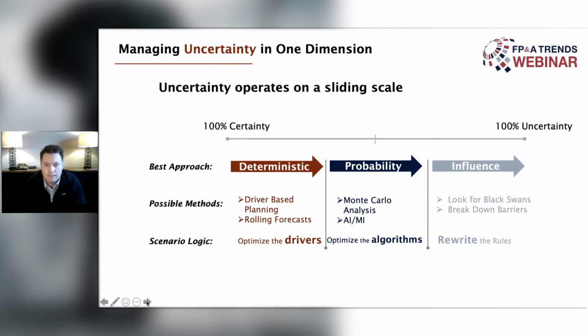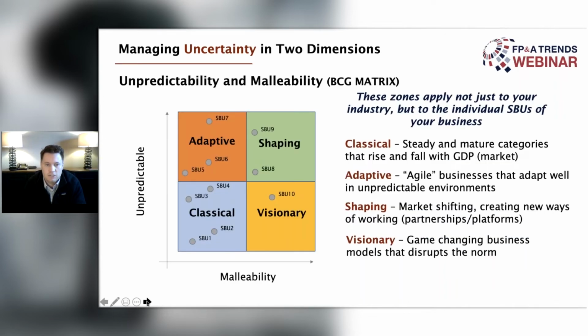If we can jump to the next slide, what we're going to do is take that single-dimensional approach and switch it into two dimensions. So rather than just looking at it as uncertainty, we're going to break that up into two things. And this is the BCG matrix that I know everyone has seen. So rather than uncertainty, we have unpredictability and malleability.